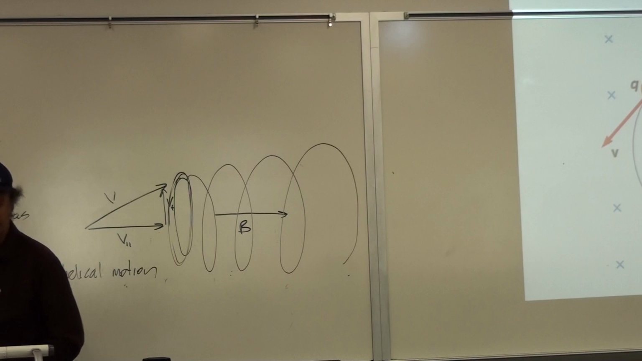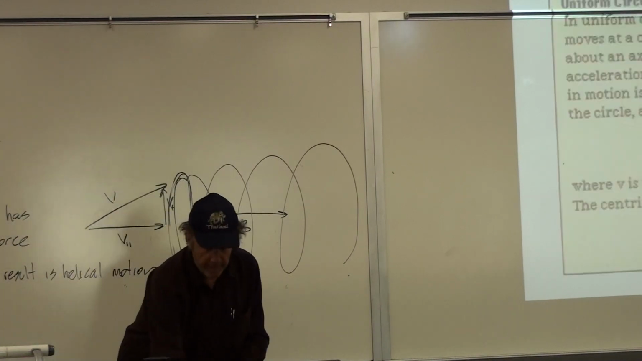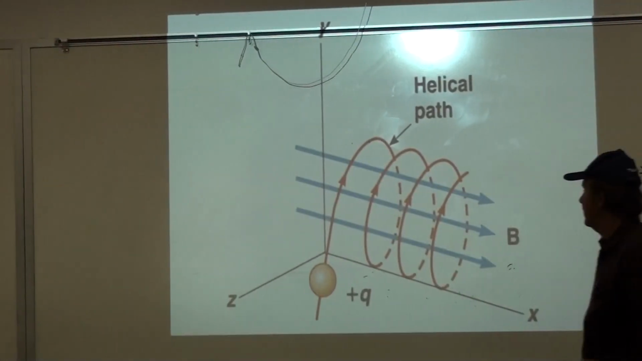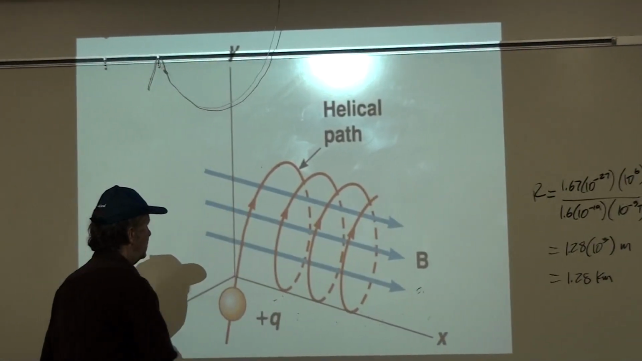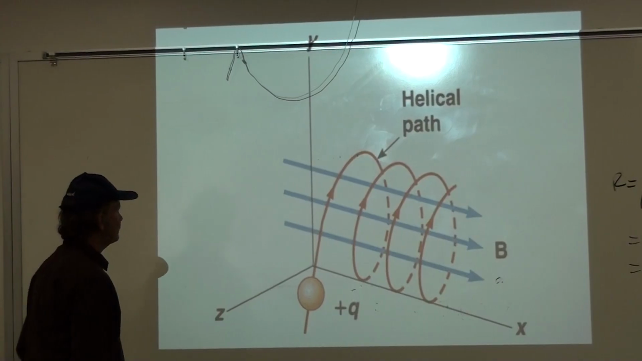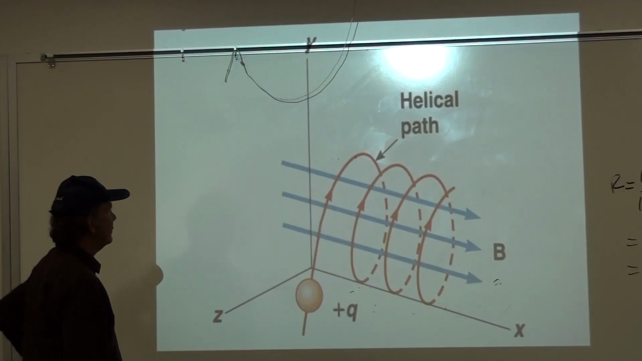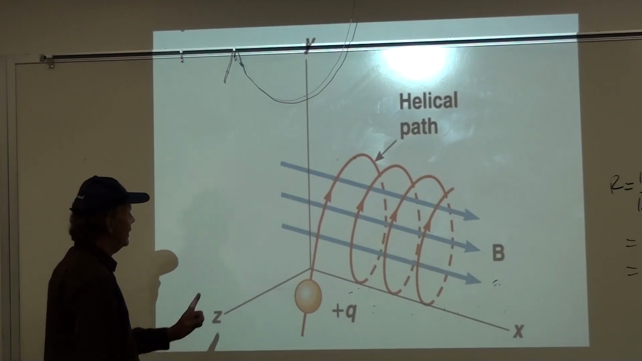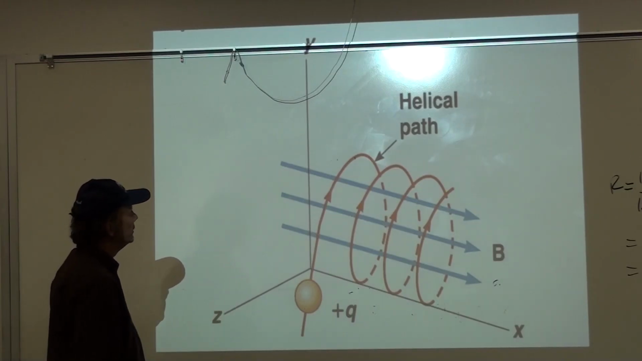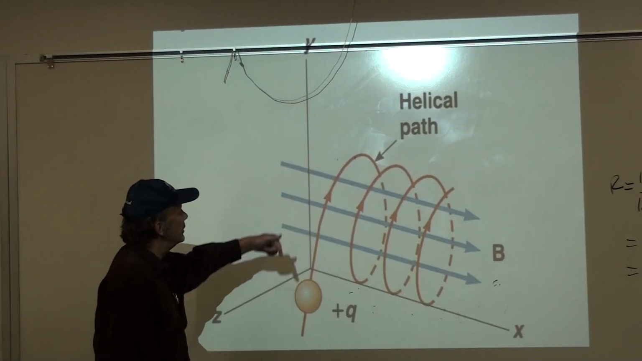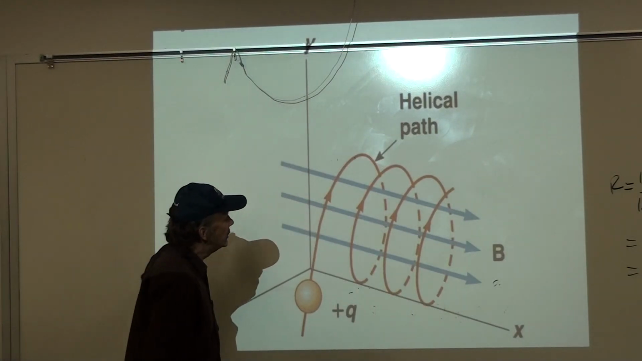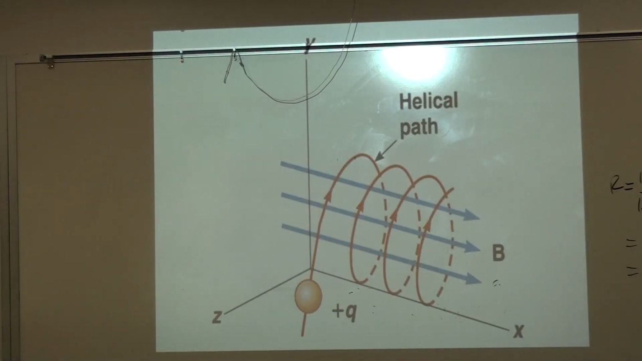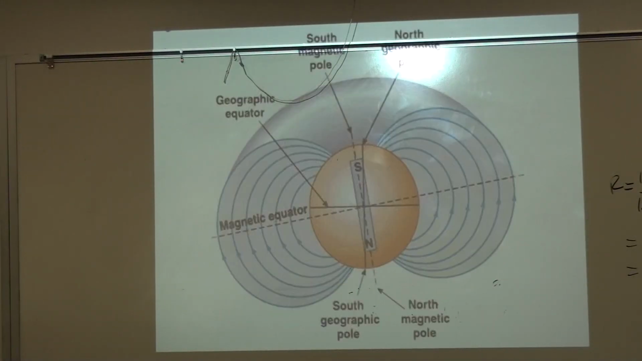Helix is like a corkscrew. And so this is the kind of thing then that you expect. If you've got a particle that's moving with some components that are parallel to the direction of B, but some components that are perpendicular to the direction of B, the part that's perpendicular is going to make it go around in a circle, but that circle is going to drift with time. And so that's what you would expect then with the Earth's magnetic field.